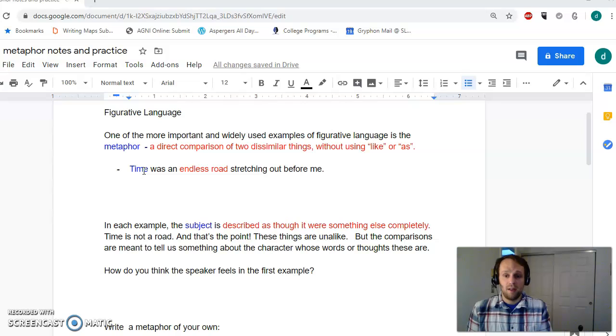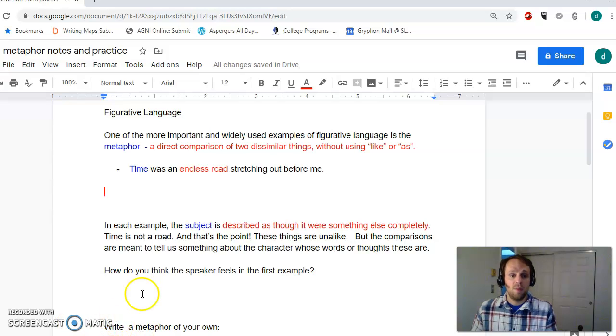You're taking one thing and you're describing it as something that is completely unlike itself, to make a point. So taking a look at this example, time was an endless road stretching out before me. You can see the two different colors of text here of the two things that are being compared. And again, we have a to be, was. Time was an endless road. It's not time was like an endless road, but time was an endless road.